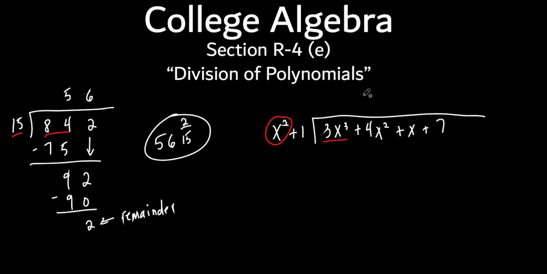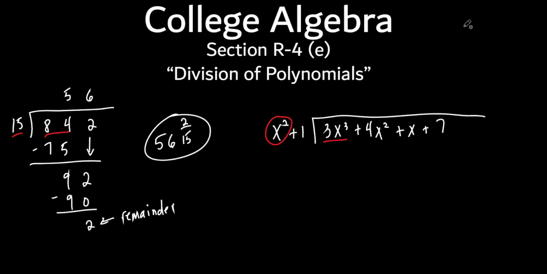Did you follow me? Getting a lot of blank stares. What did we do here? We went, how many times does 15 divide into 84, correct? So I'm going to take the x squared and say, how many times does x squared divide into 3x cubed? You're like, well, I don't know. I think, to tell you the truth, it's easier to do this division than it is 84 divided by 15. I'd probably need my calculator for that. On this one, I don't need a calculator.